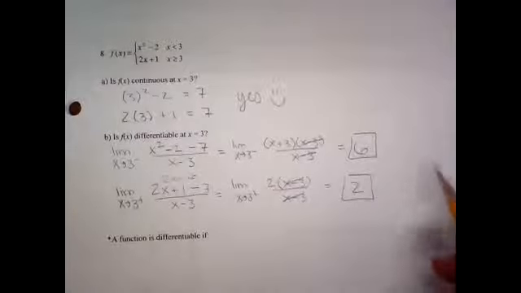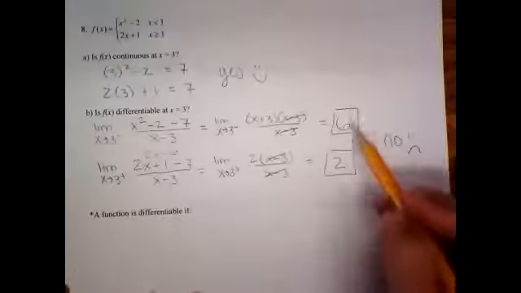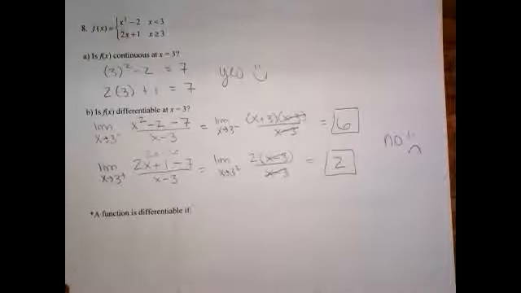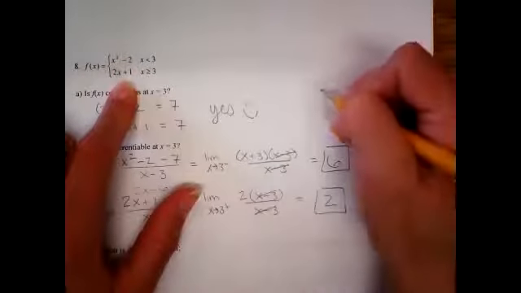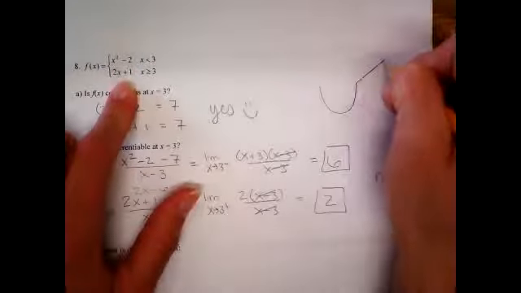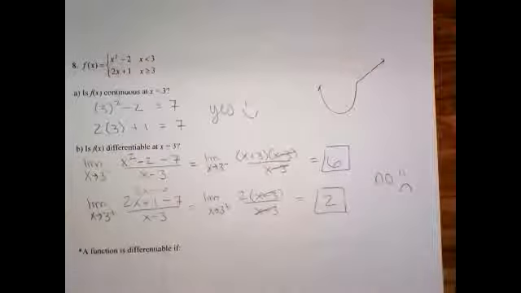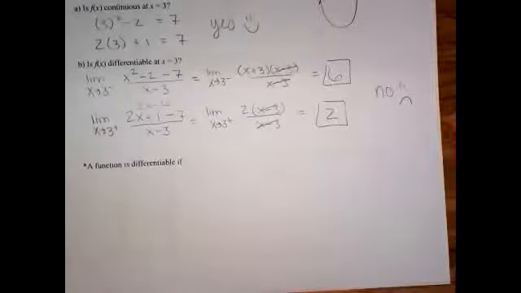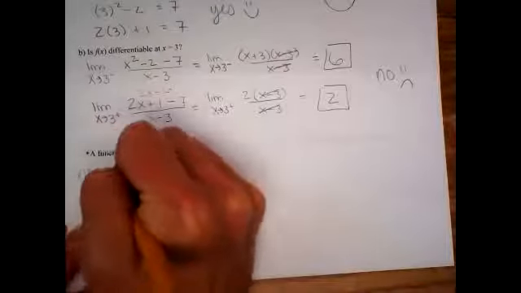Anyway, yes or no, is it differentiable? No, because the slopes did not match up. So what's going on there is you have a parabola and then a line. So you have a parabola and then it meets up with a line and you get that sharp edge there. So that's why it didn't work out. All right, a function is differentiable if. So these are the rules. You can have no discontinuities.